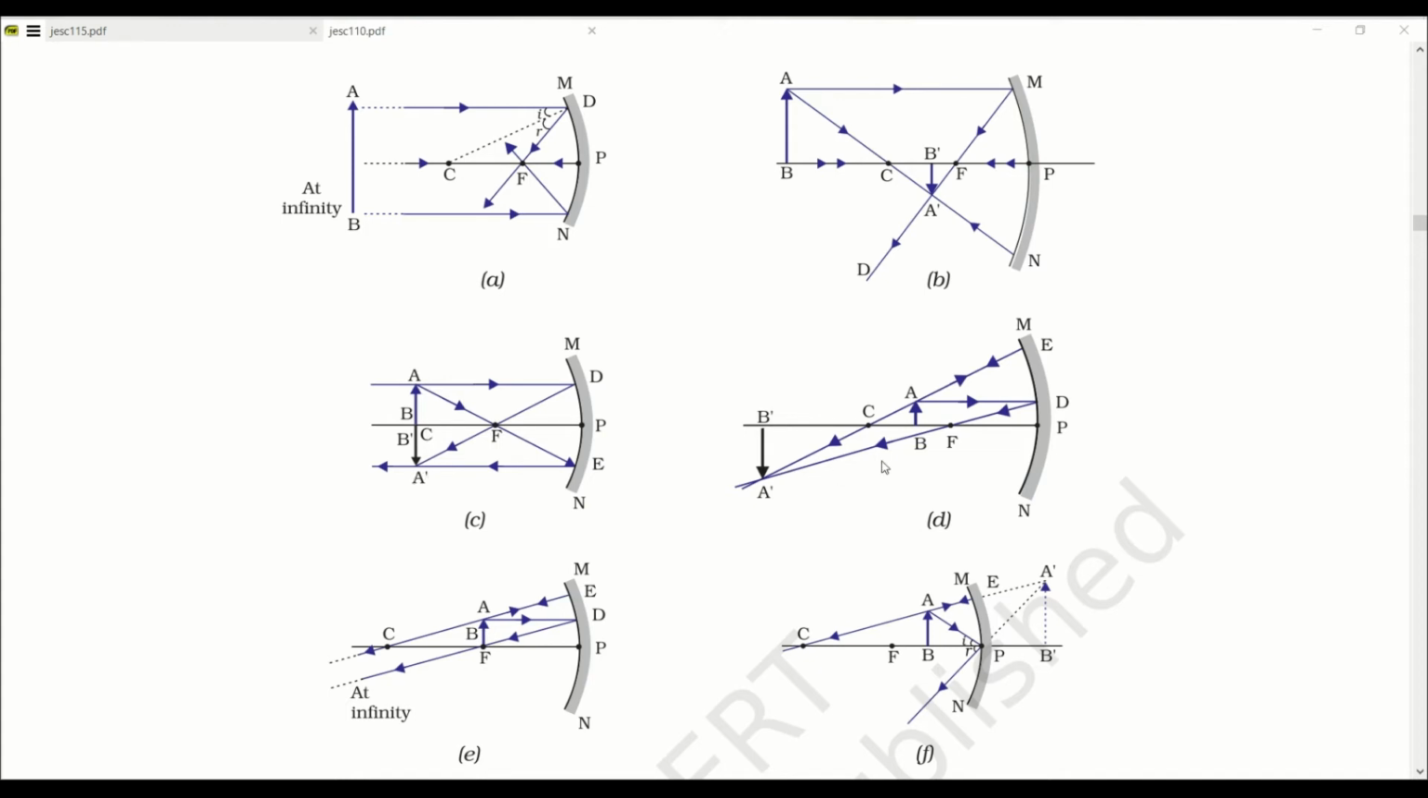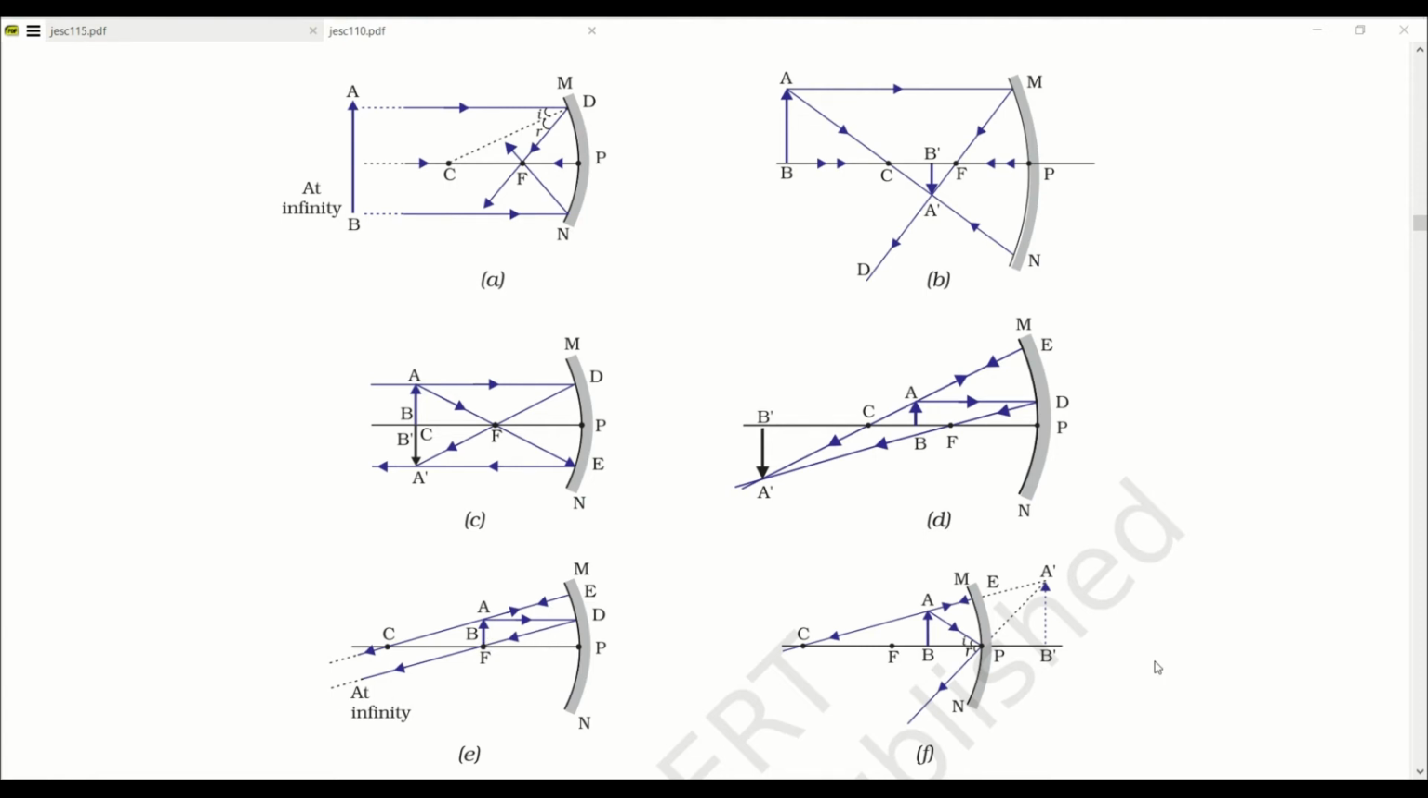The fourth diagram, when the object is between C and F, at that time the image will be beyond C. Correct? These two are inverse to each other. When the object was beyond C, the image formed is between C and F. Now when the object is between C and F, the image will be beyond C, and it will be larger than the object, but still it would be real and inverted. Okay. Now if you keep the object at the focus, the image will be at infinity. See, when the object was at infinity, the image formed was at the focus. Now when the object is on the focus, the image will be at infinity.